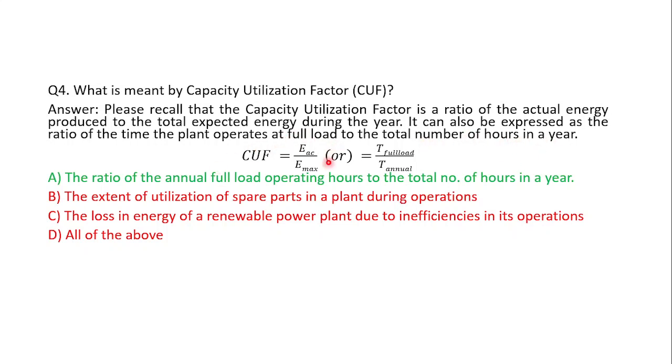the plant operates at full load to the total number of hours in a year. So it is either E actual, the actual electricity produced, to the maximum electricity expected from that plant, for which you have designed that plant, or you can express it as the time it operates at full load to the total annual operating hours. All right, so the correct answer is A, the ratio of annual full load operating hours to the total number of hours in a year.